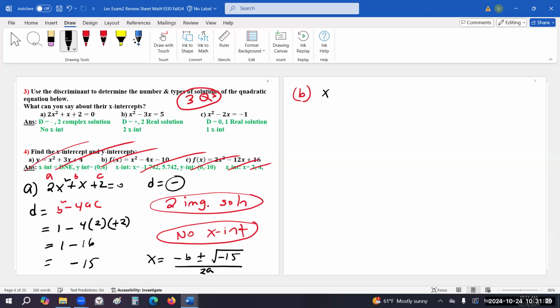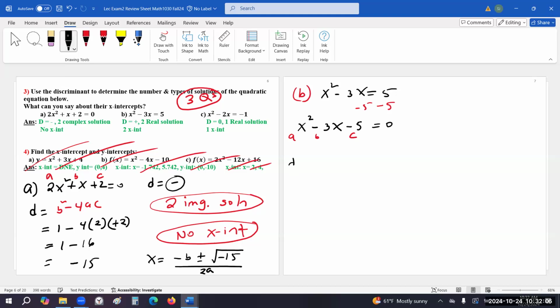B says x squared minus 3x equals 5. We must have a 0 on one side, so we have to subtract 5. So x squared minus 3x minus 5 equals 0. And now we have our A, B, and C. A, B, C always have to be together on one side. If they're not on one side, they are not A, B, C.